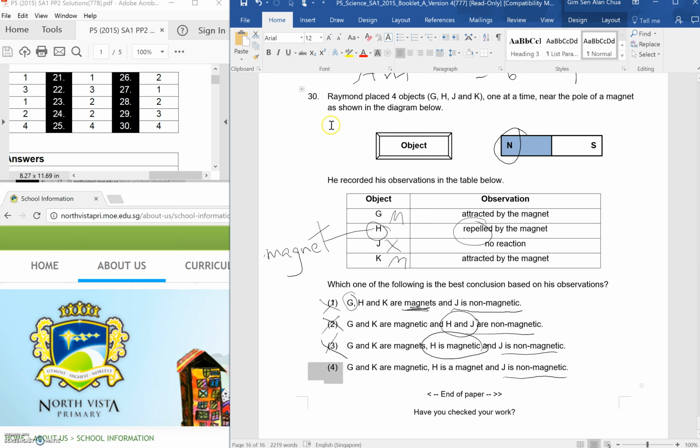Answer number 4. And with that, we have completed practice paper 2 and the respective explanations to the questions. Happy learning, review, look through. I think these are important concepts that we must know before the SA1 exam.